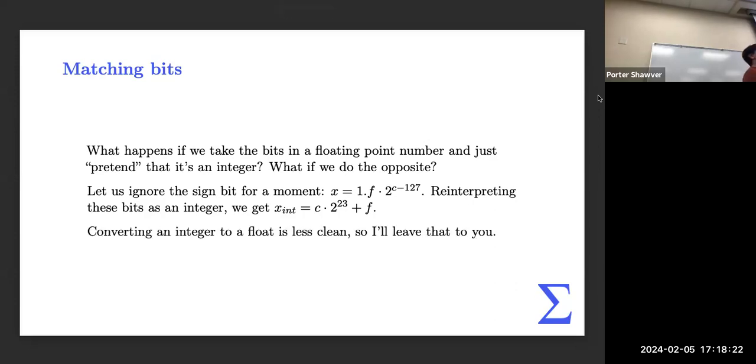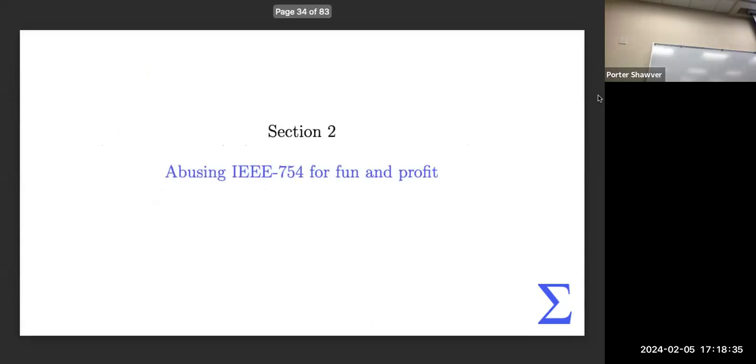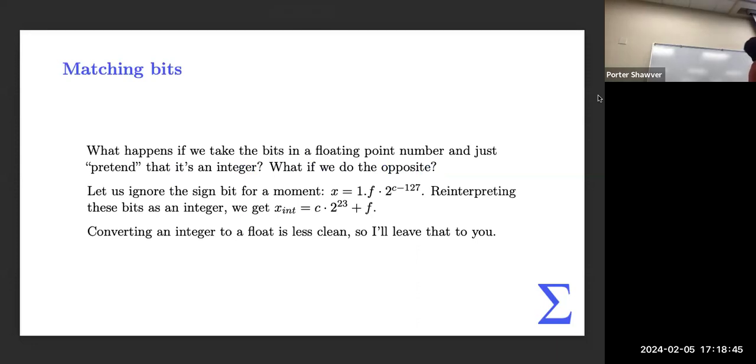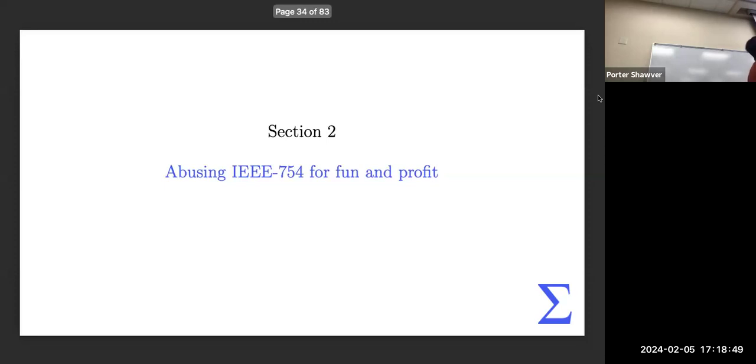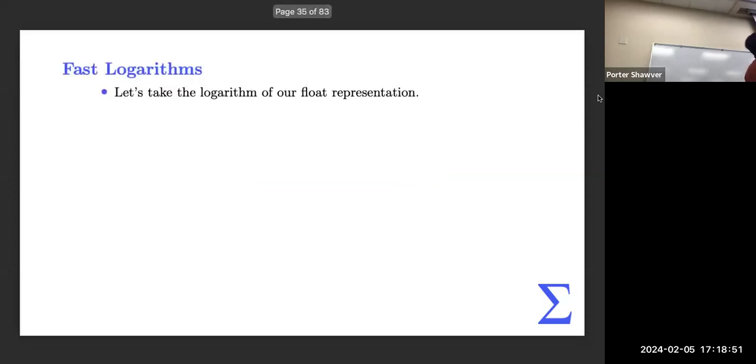Going the other way around is a little bit messier because you have to do bitwise comparisons, like masks and stuff. So I'll leave that to you. We don't really care about it, but you can go the other way around. There's nothing stopping you. So we're going to take the fact that we could treat a float as an integer, and it sort of does math for us. It computes 2 to the 23 times c plus f for us. And we're going to see how much nonsense we can make with that.